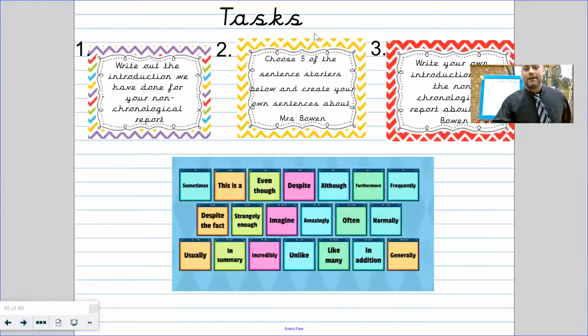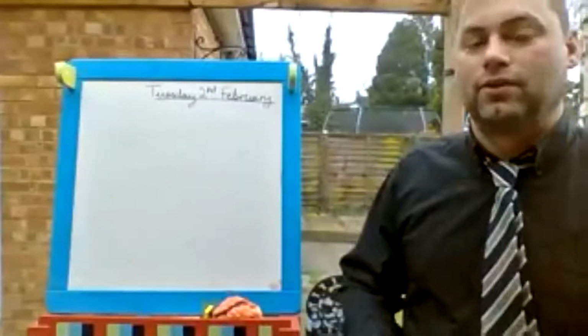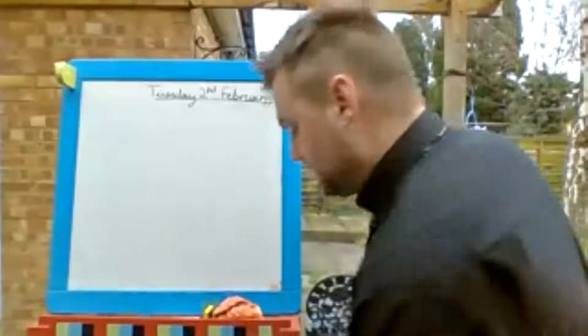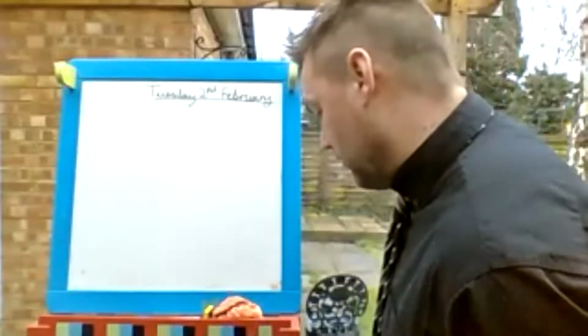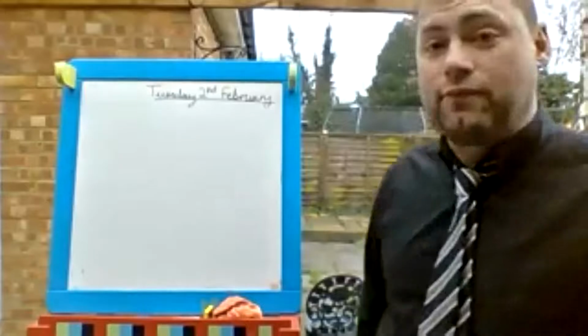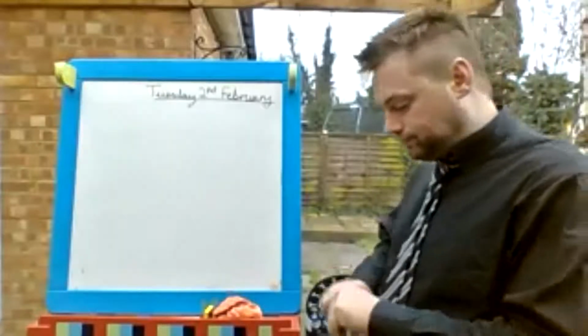So your first task is to write out the instructions we've done for your non-chronological report. And this chart at the bottom here, these are some sentence starters that we may want to think about. So I'm going to stop sharing the screen and go through with you how we do our box up. So it's our introduction. In my box up, I do say a rhetorical question. So I'm going to start off with my rhetorical question.